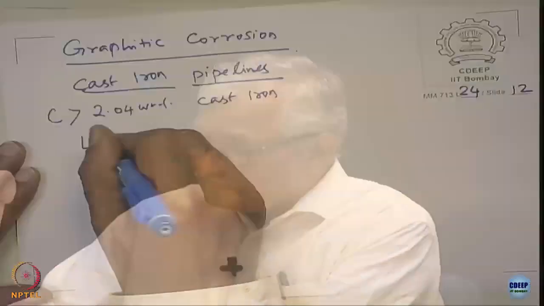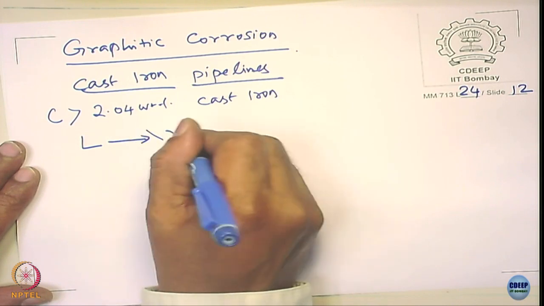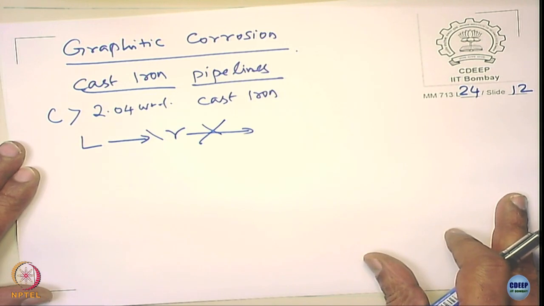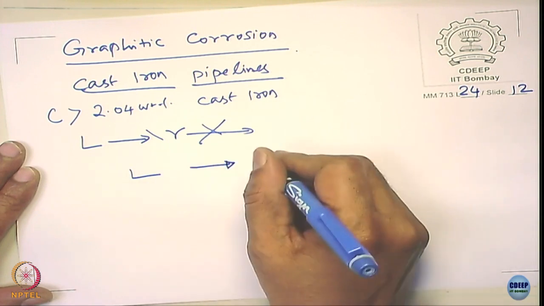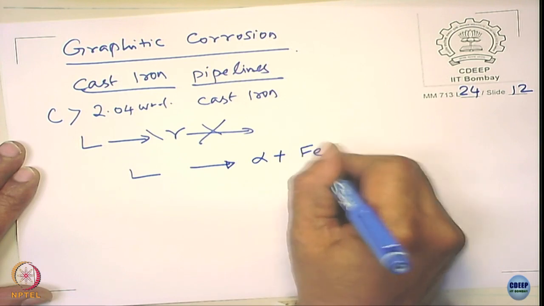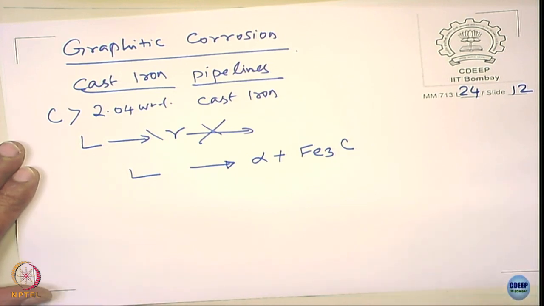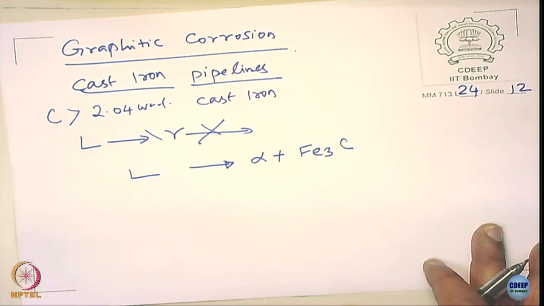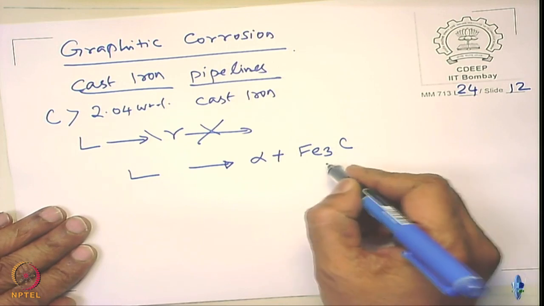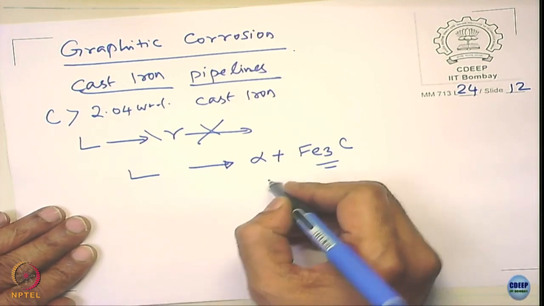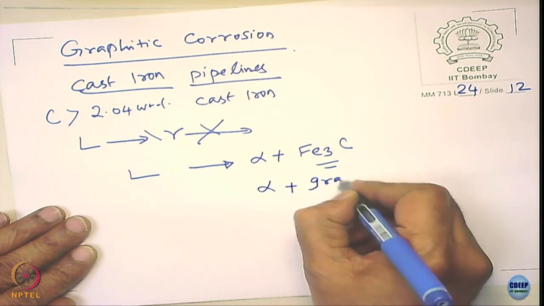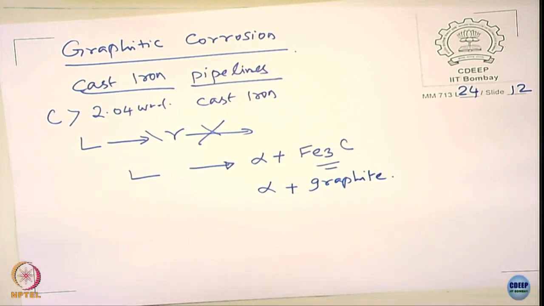From the liquid, it does not go through a gamma transition, isn't it? If you look at the iron carbon diagram, in all the cases, the liquid can directly give us alpha plus Fe3C. So it does not go through a gamma in the phase diagram, first of all. The second thing is, it can form cementite along with alpha, or it can also form alpha plus graphite. Am I right?